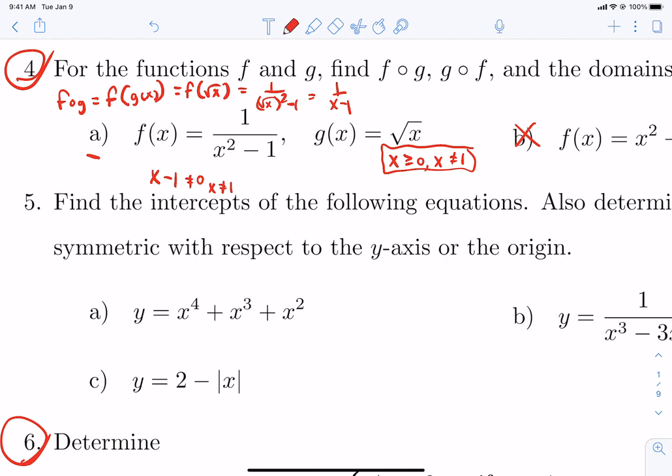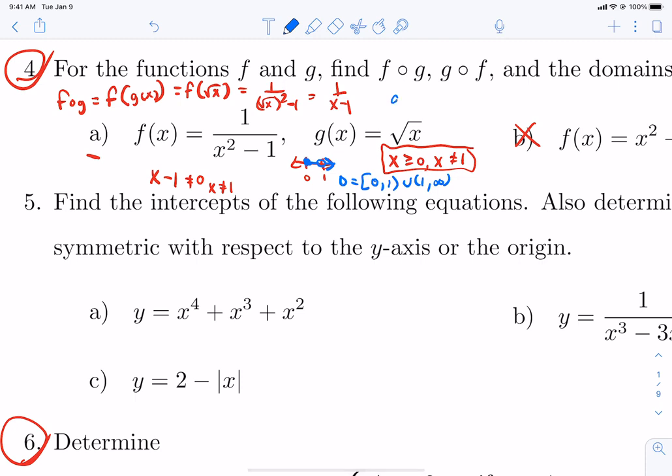Now, you could also, if you think about it on the number line, it's a closed circle at 0 and an open circle at 1. So there's kind of two pieces. So if we put it in interval notation, it would go from 0 to 1, and then from 1 to infinity. Okay? Now, they also asked us to go from g to f.